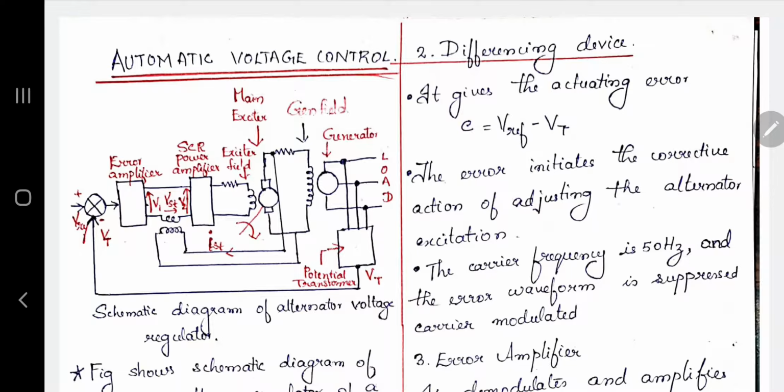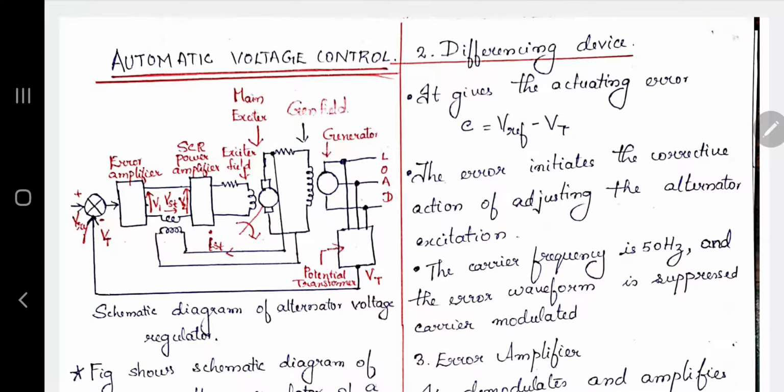Otherwise, if the active power is not controlled properly, then the frequency will go out of its permissible limit. Similarly, if the reactive power is not controlled properly, then the voltage will go out of its permissible value. So, the first part we completed in the previous classes, that is the frequency control.